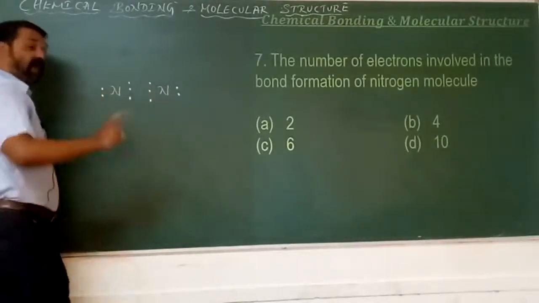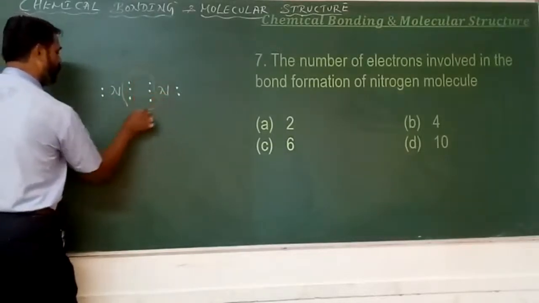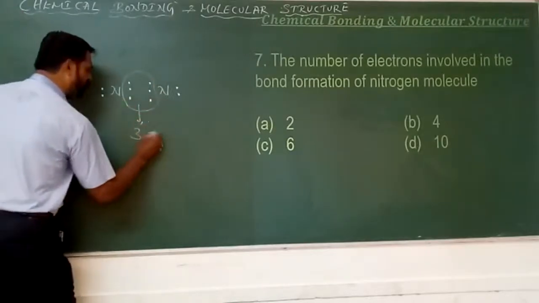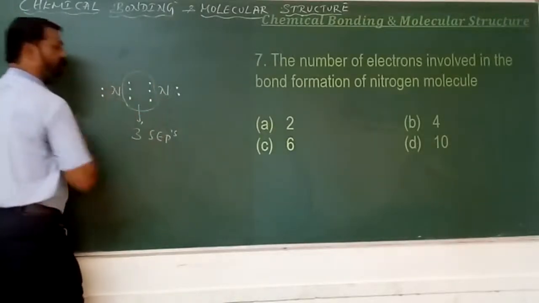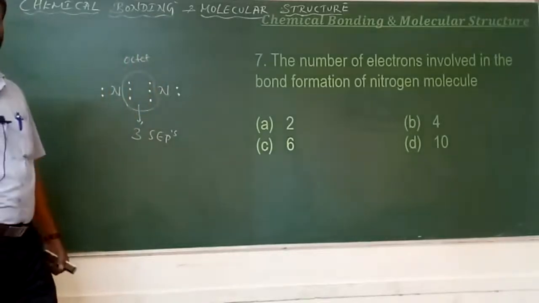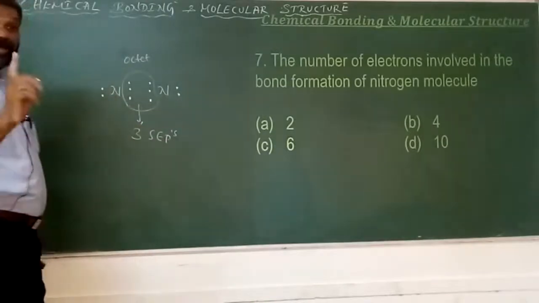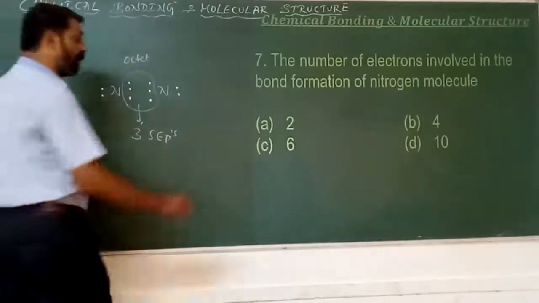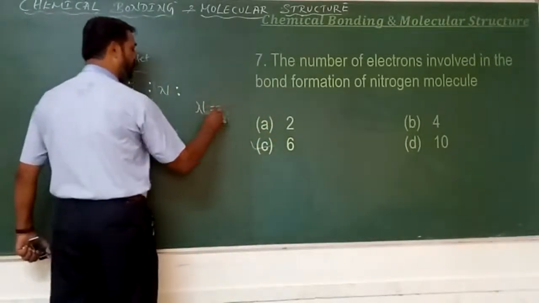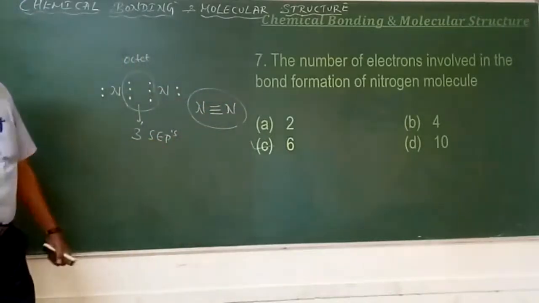Similarly here, individually they are unstable, but after sharing, how much do we have to share? 3 electrons each, meaning we have 3 shared electron pairs to get an octet structure. 3 shared electron pairs means total how many electrons? 1 electron pair means 2, therefore 3 shared electron pairs means 6. So that is why nitrogen has a triple bond. That is why it is a more stable molecule. Why? Because its bond order is higher. Okay?